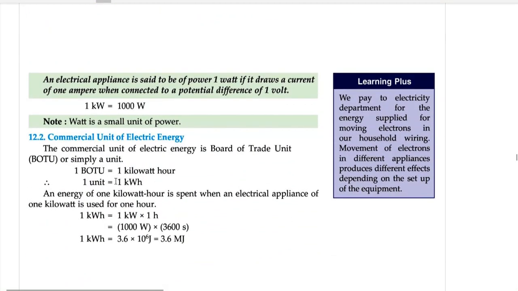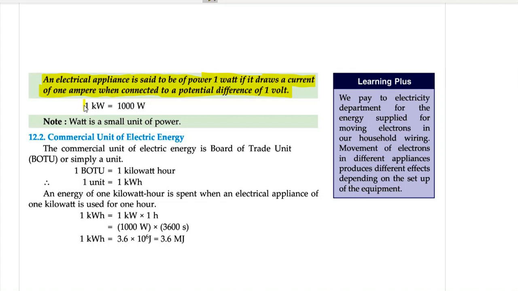An electrical appliance is said to be of power 1 watt if it draws a current of 1 ampere when connected to a potential difference of 1 volt. Please note down this definition. An electrical appliance is said to be of power 1 watt if it draws a current of 1 ampere when connected to a potential difference of 1 volt.